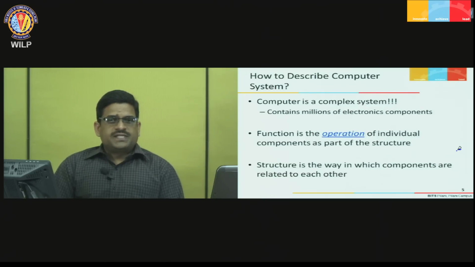So, how to describe such a complex system? To describe any complex system, if we describe that system in a hierarchical manner, then we can explain it in a better way. So, if you look from the top down approach, first we look at what are the functions of the computer.